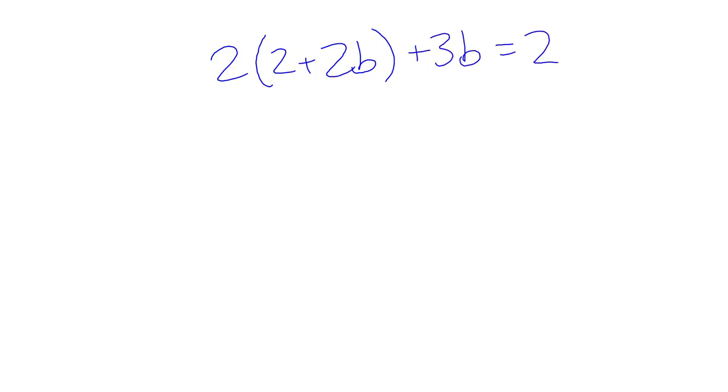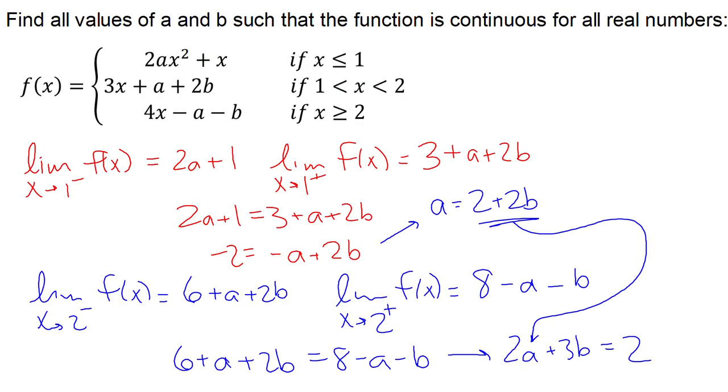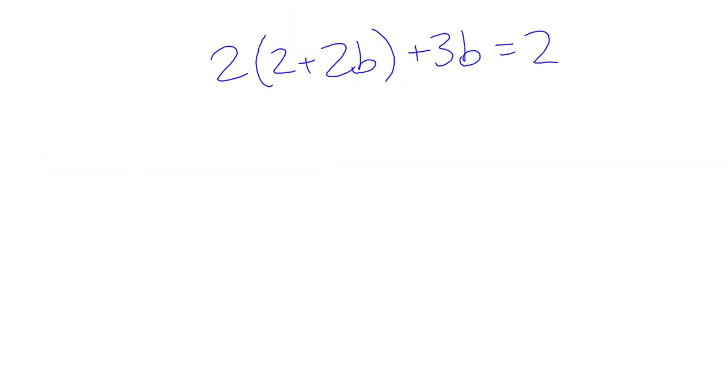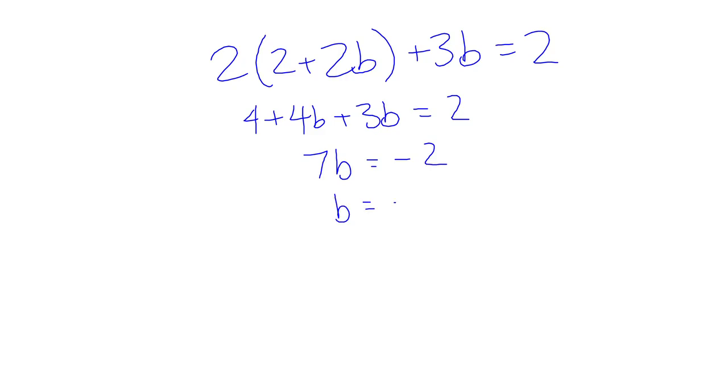So see if I can remember that onto the next page. We'll have 2 times 2 plus 2b plus 3b is equal to 2, right? That's what we got when we just substituted the 2 plus 2b in for the a. And so that tells us that 4 plus 4b plus 3b equals 2, or that 7b is equal to negative 2, or that b is equal to negative 2 over 7.